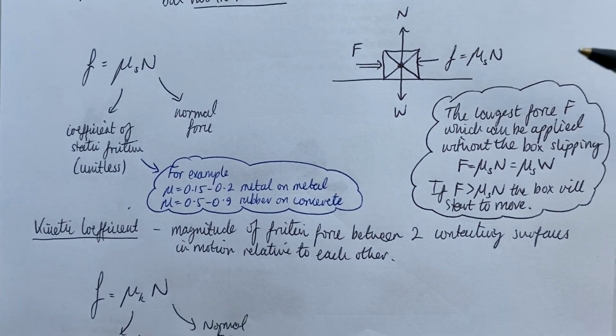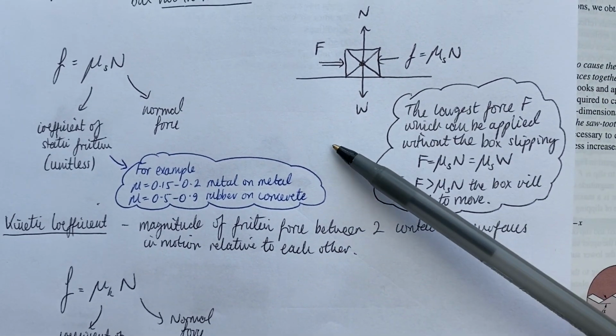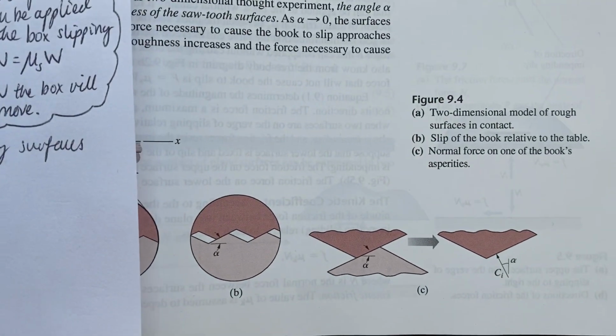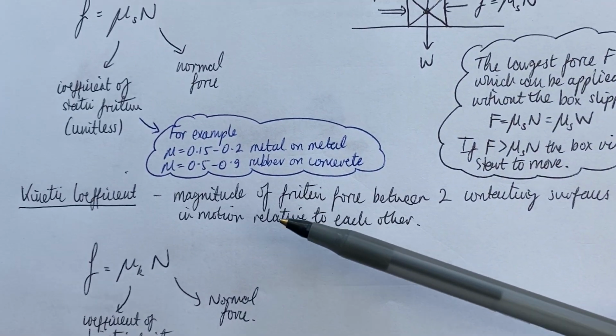The kinetic coefficient of friction is the one where the box has already started to slip, and we have less points of contact, and therefore the frictional force is less, right? Like the example that we just discussed.